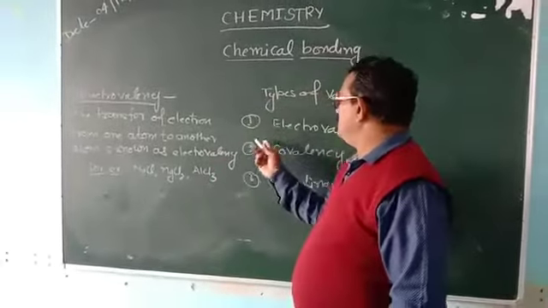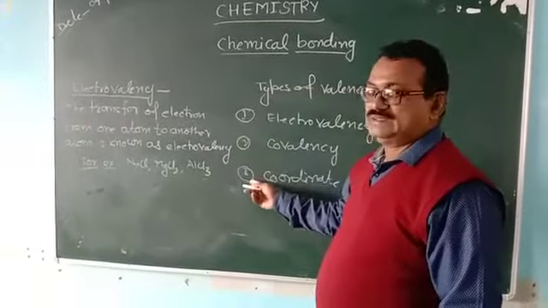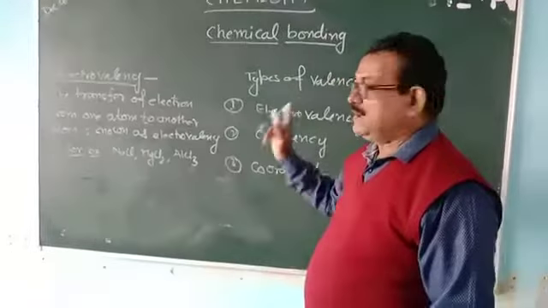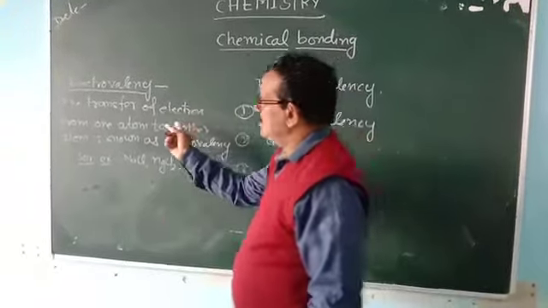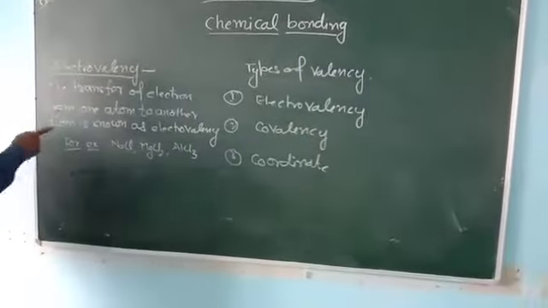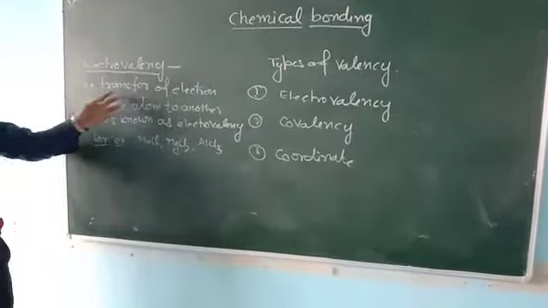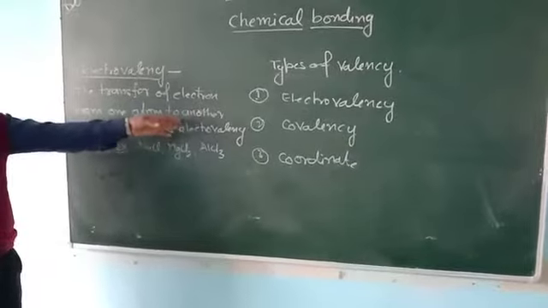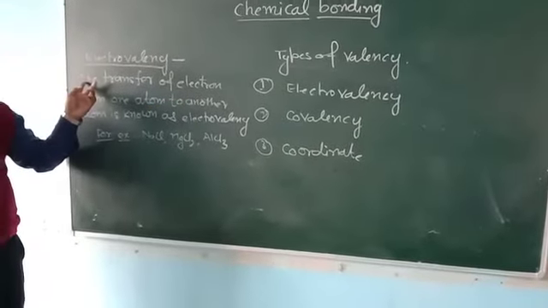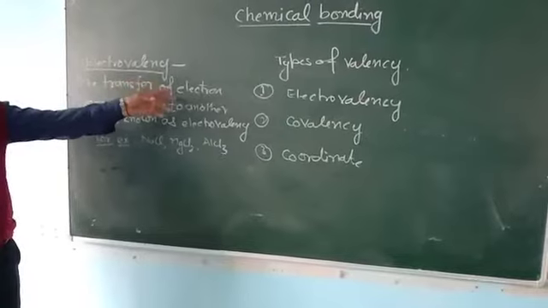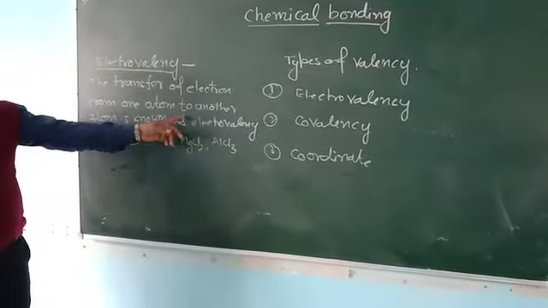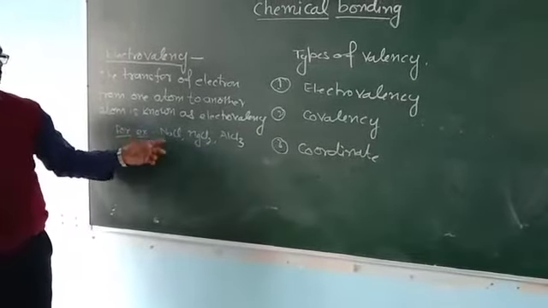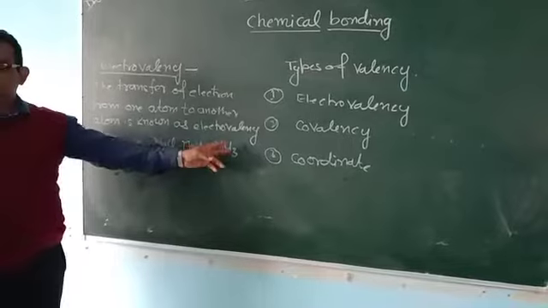Today you see there are three types of bonding: electrovalent bonding, covalent bonding, and coordinate bonding. First we discuss the electrovalent bonding. The transfer of electrons from one atom to another atom is known as electrovalent bonding. For example, the compounds forming electrovalent bonds: NaCl, FeCl2, AlCl3.